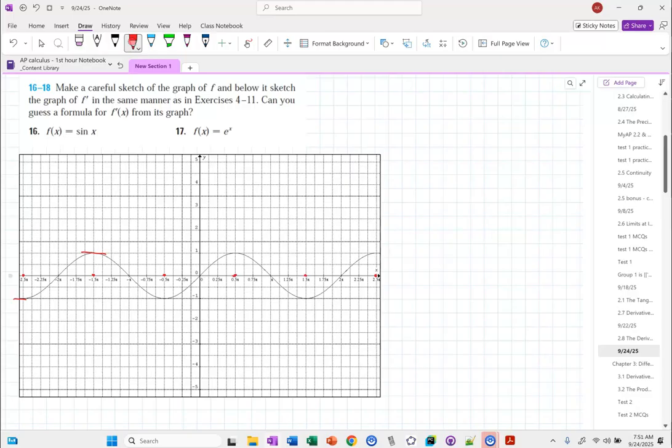So far so good. And then if I look here, it looks like the slope there is probably +1. So I'll plot that point. And then the slope there looks like maybe -1. So plot that. And so on and so forth. That feel okay with what we're doing so far? And that's probably enough.